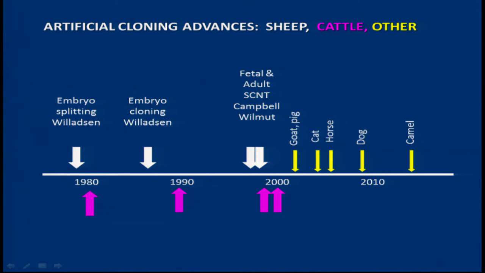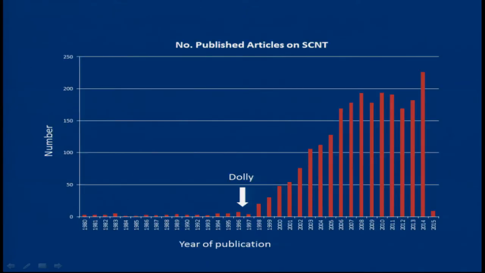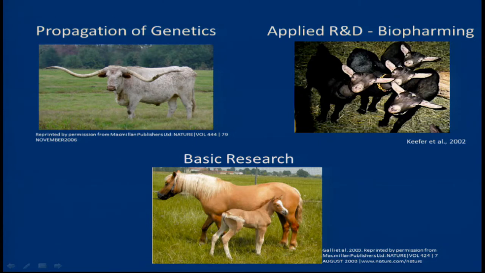So very shortly after these, we see an increase in the number of species that people attempt. So goat and pig, cat, horse, dog, and more recently, camel. And as John said, there's over 20 species that have been cloned. So with the interest in cloning after production of Dolly, we saw a really dramatic increase in the number of articles that are being published on somatic cell nuclear transfer. So what are these articles about?